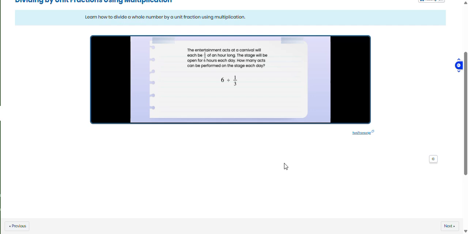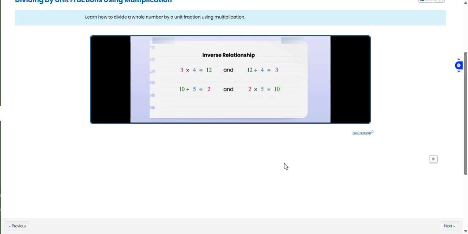Before we solve this problem, let's review the inverse relationship between multiplication and division. Multiplication and division undo each other. For example, 3 times 4 equals 12, and 12 divided by 4 equals 3. Also, 10 divided by 5 equals 2, and 2 times 5 equals 10.